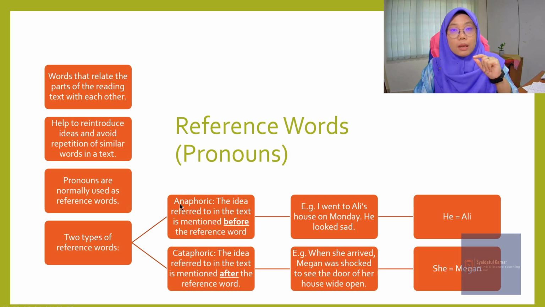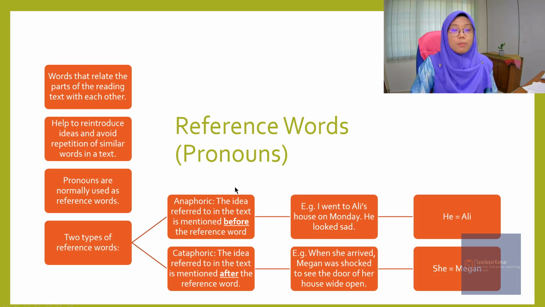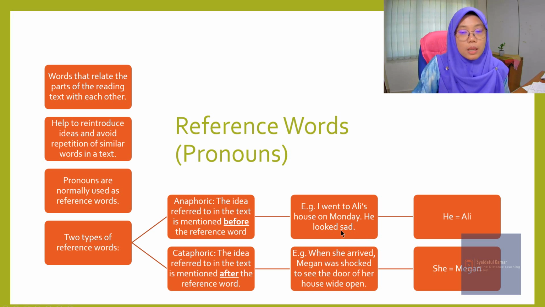In anaphoric, the idea referred to in the text is mentioned before the reference word. For example here, I went to Ali's house on Monday. He looked sad. So in this case, who is he? So he is Ali. So the question is, who is he? And your answer should be Ali. So this is what it means by reference words.